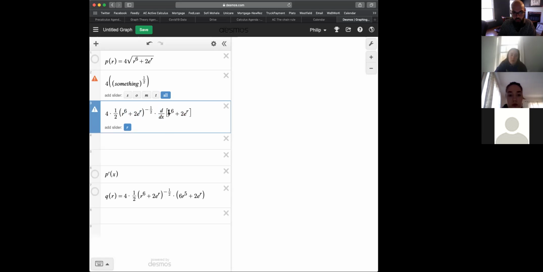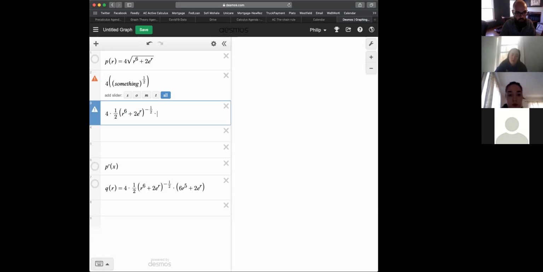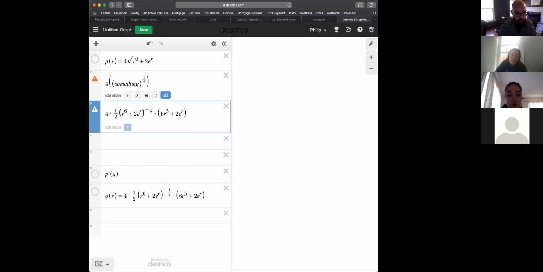And now this piece over here, I can just take the derivative of each part separately, right? So derivative of r to the 6th is 6r to the 5th. That's our power rule. And then derivative of 2e to the r is just the same 2e to the r, right? And then we see this should be the same down here, okay?